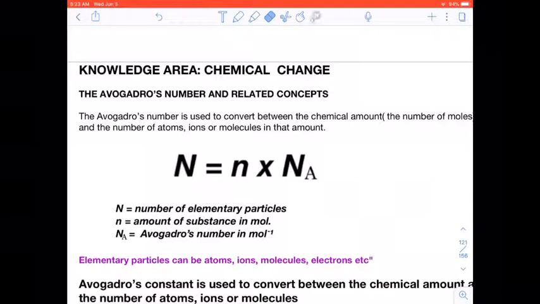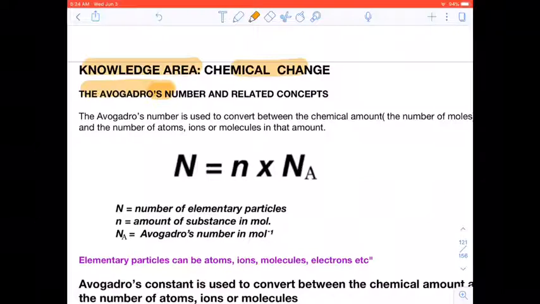We are dealing with the knowledge area chemical change. Let's look at the Avogadro's number. Sometimes I also refer to it as the Avogadro's constant.